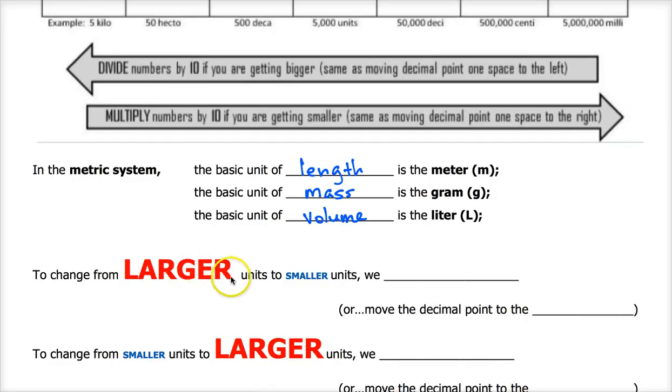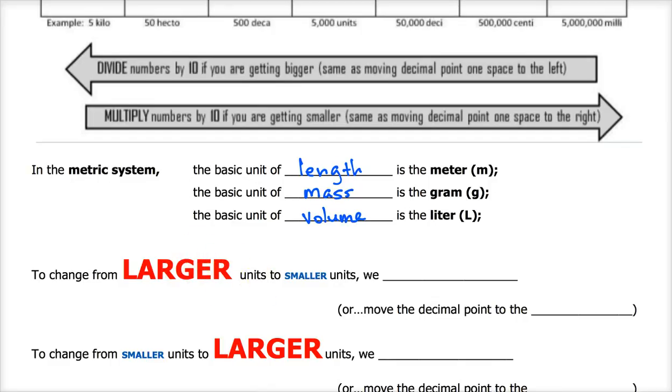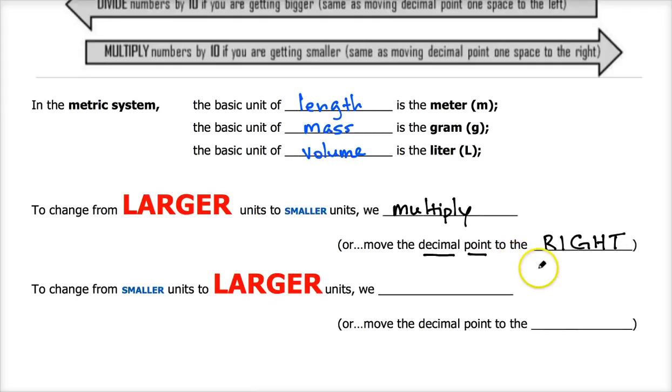So if we're going from a larger unit to a smaller unit in the metric system, we must multiply by a power of 10, and when you multiply by a power of 10, that just involves moving the decimal point to the right. If we're going from a smaller unit to a larger unit, we divide by a power of 10, and dividing by a power of 10 just involves moving the decimal point to the left.